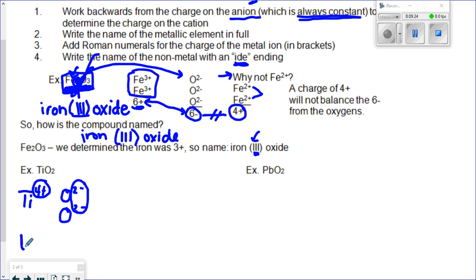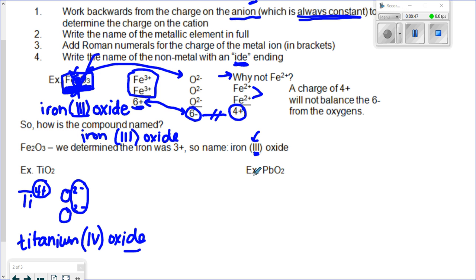So the way we would name this is titanium, and 4 is IV in Roman numerals, titanium 4 oxide. Again, that IDE ending, because we're talking about the ion of oxygen, which is that 2 negative.